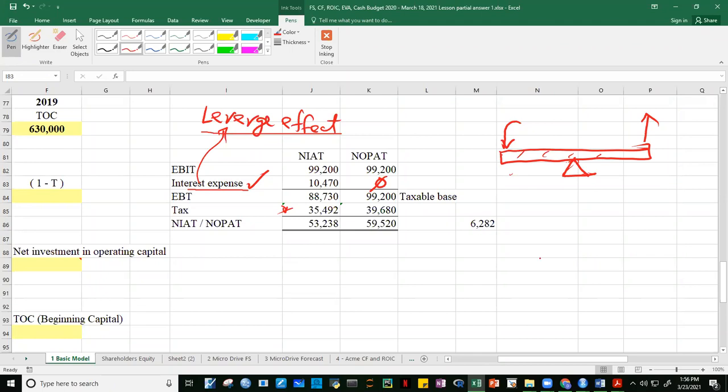Okay? Alright, so let's go back. So ito ngayon, guys, yung NOPAT natin, 59,250. Okay? It's more by 6,282. Okay? Nabawasan siya ng ilang percent, guys? 10,470. Bawasan natin ng, okay. Ito, guys, yung ano. Let me write that. Para naintindihan natin.